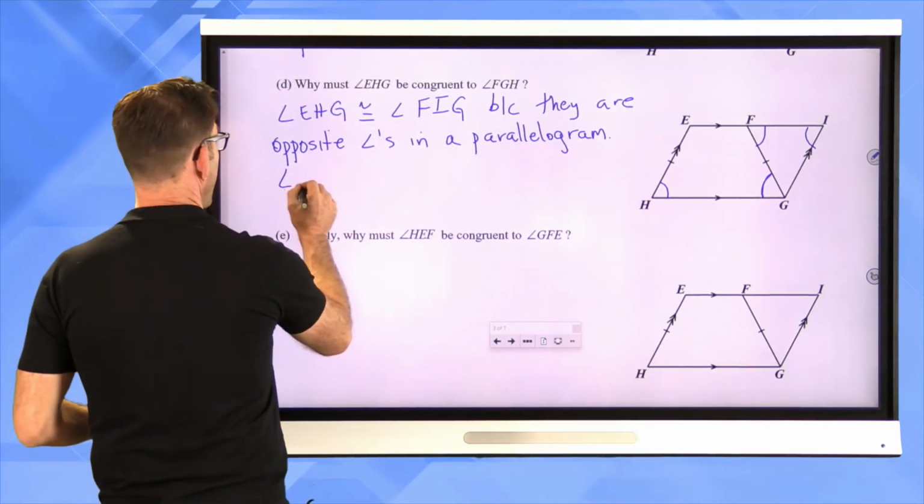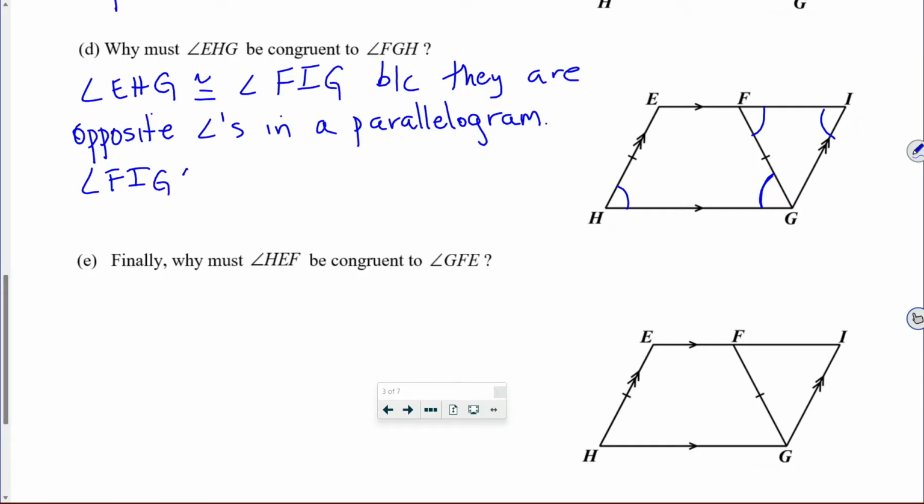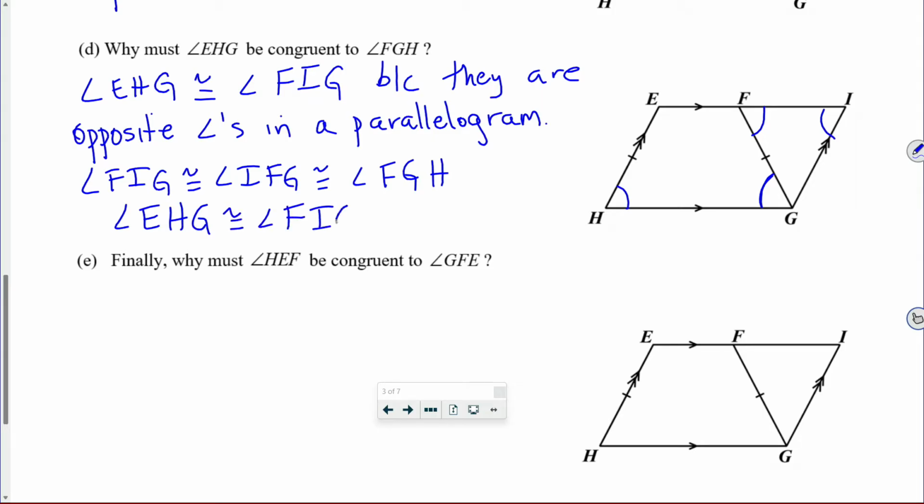We know that angle FIG is congruent to angle IFG, but angle IFG is congruent to angle FGH, right? And therefore, since angle EHG is congruent to angle FIG, that tells us that angle EHG is congruent to angle FGH. My apologies for that last little piece.